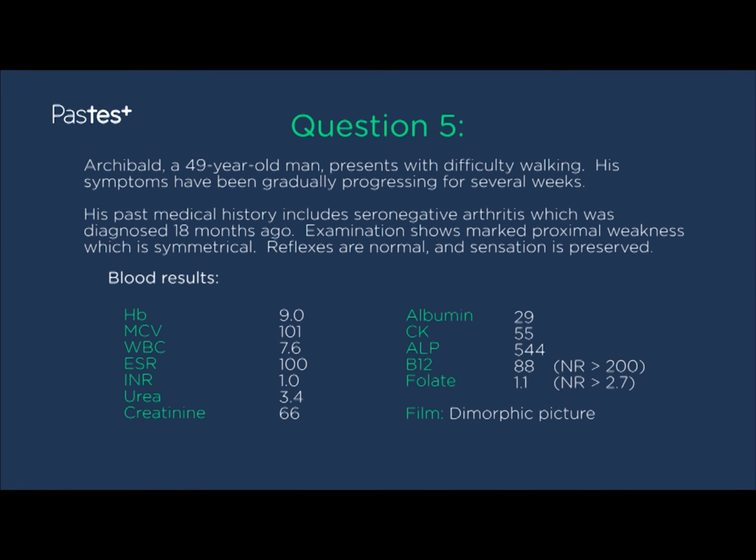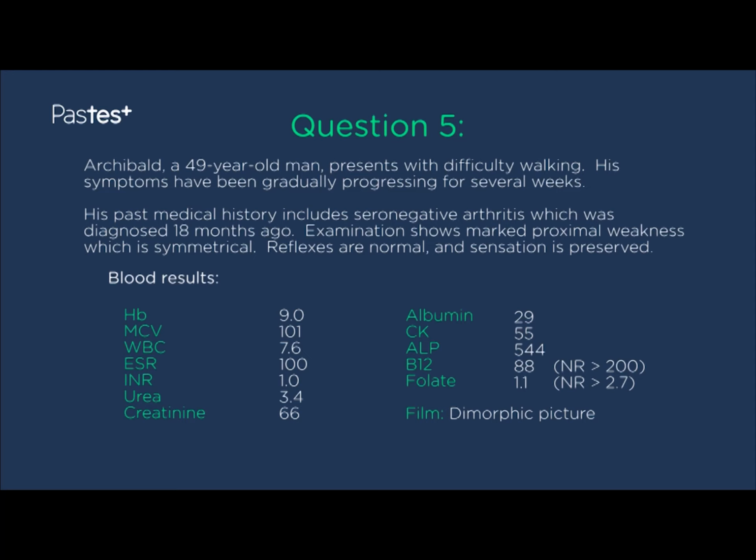Question 5. Archibald, a 49-year-old man, presents with difficulty walking. His symptoms have been gradually progressing for several weeks now. His past medical history includes seronegative arthritis, which was diagnosed 18 months ago. On examination, there is marked proximal weakness, which is symmetrical. Reflexes are normal, and sensation is preserved.